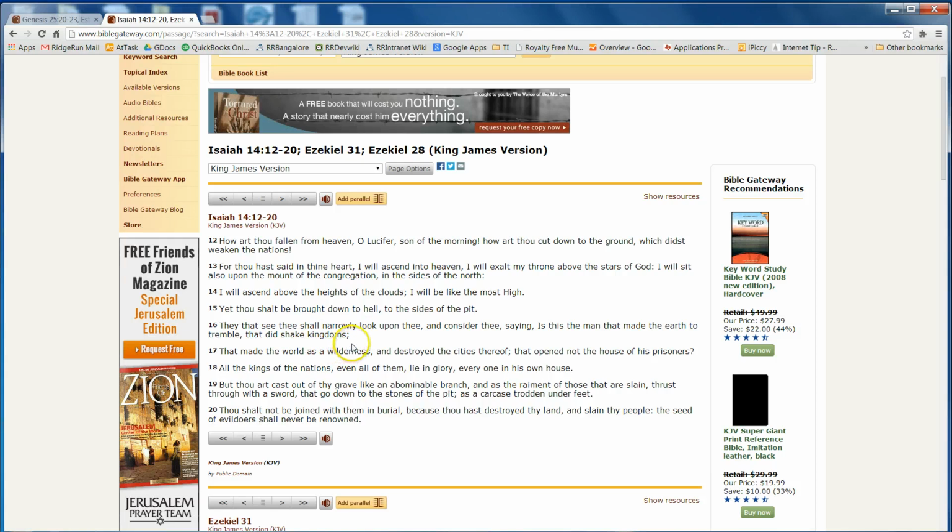And then we see down here, "Thou art cast out of thy grave like an abominable branch, and a raiment of those that are slain, thrust through with a sword, that go down to the stones of the pit, as a carcass trodden under feet." So there you get more tangible facts, but again it gets almost metaphorical when it's speaking about this outcome in hell for what many would say is the Antichrist. So you see how this one is complicated.